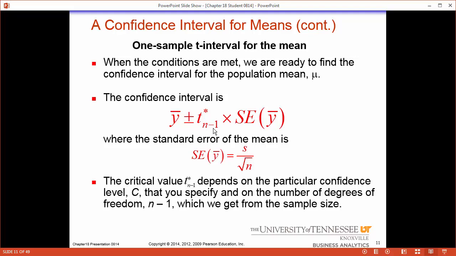Now the final portion of our confidence interval is the standard error. So we have a standard error for this confidence interval as described by s over the square root of n. Very important we realize that our confidence interval has three parts. 1, our best estimate. 2, our confidence level. And 3, we have our standard error.